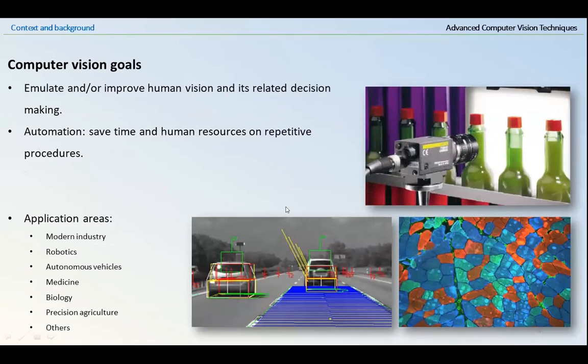So the main objective of computer vision as a science is to try to emulate or improve the human sense of sight and its related decision making, mainly because we want to automate some processes. Here are some of the application fields currently used in industry: robotics, autonomous vehicles, medicine, biology, lots of different areas, and its presence is currently growing.